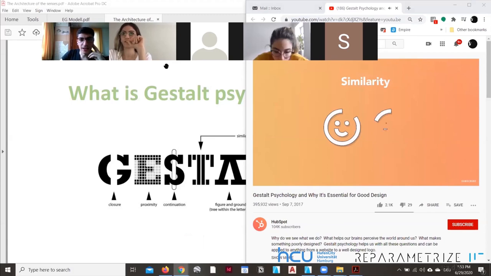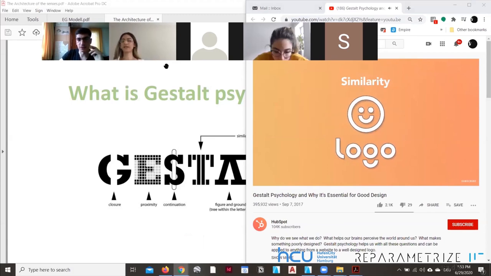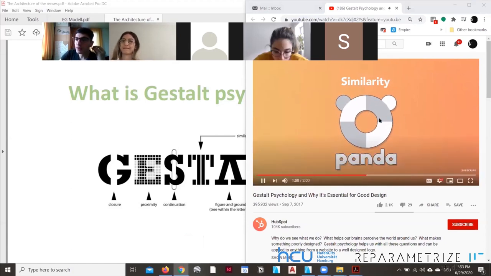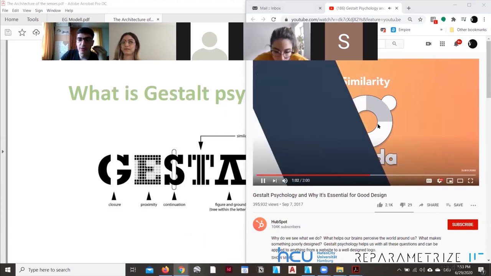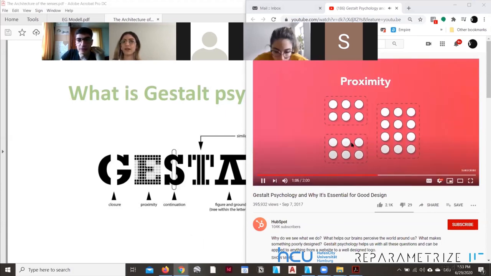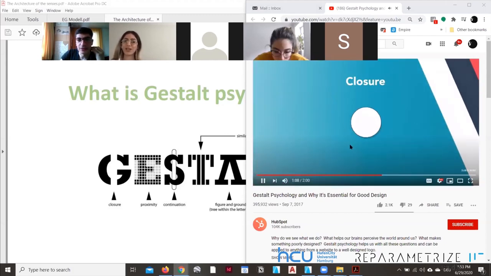Similarity. I shared it in the chat. Okay, so when everybody sees it, just let us know so we can keep going. Maybe you can summarize and talk about it. Yeah, well, they have to see it. It's more like shapes and stuff, you know.